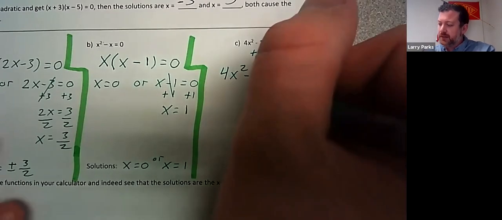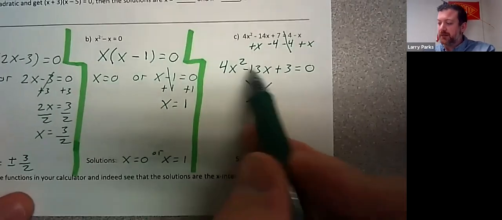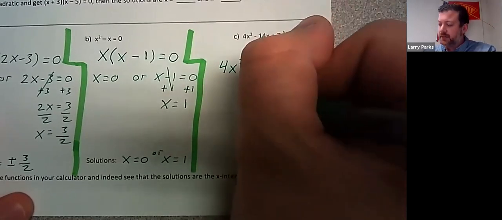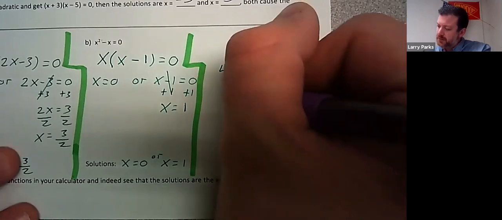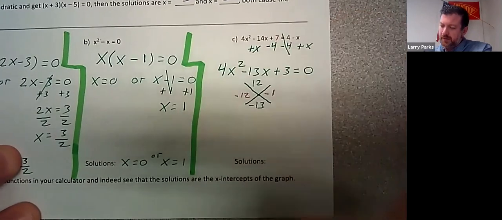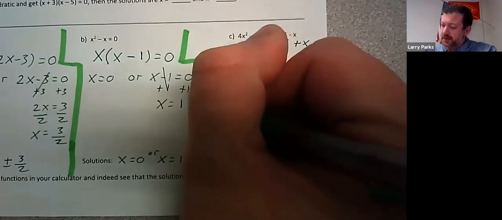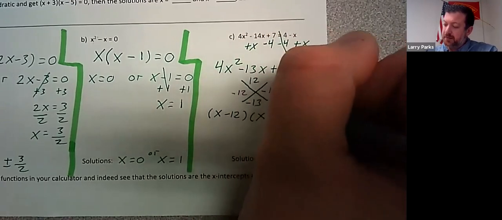So I'm going to do the x. And I'm going to multiply 4 times 3 and get 12. And I'm going to pull down the negative 13. And I'm looking for two numbers that multiply to 12, but add to negative 13, negative 12 and negative 1. Yes. From there, I'm going to put x minus 12, x minus 1.